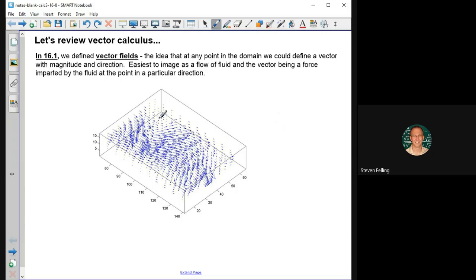But anyway, it's just something where we've defined the input of a vector field. You can think of it as a function that takes an XYZ input and then as an output gives the vector at that position in the domain. Okay, so that's a vector field.